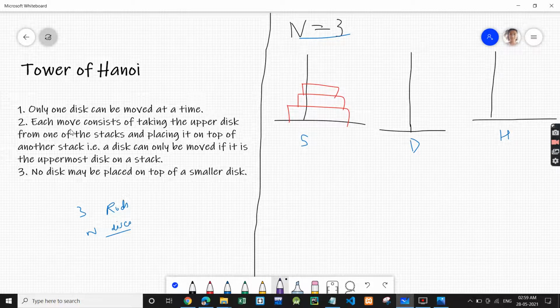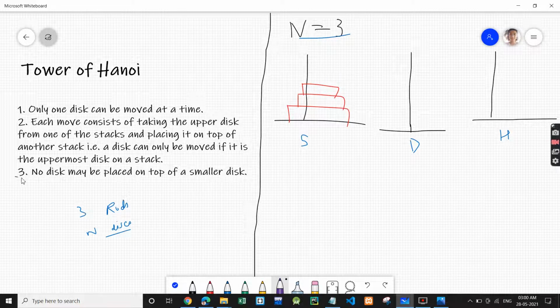The second condition is that each move consists of taking the upper disk from one of the stacks and placing it on the top of another stack. So we can only take the top disk at a time. We cannot take the second or third. Only the top one can be removed.